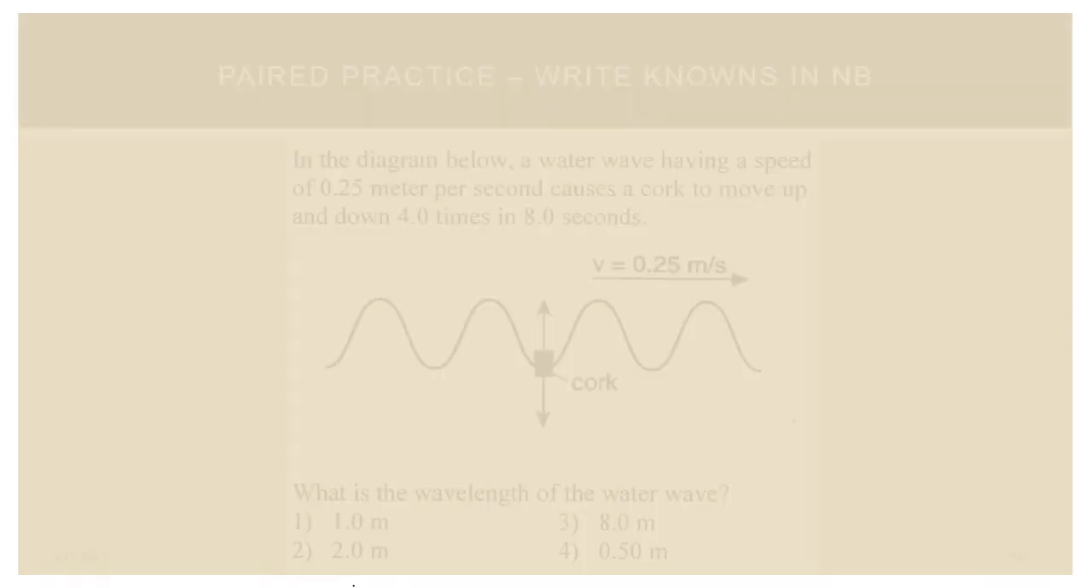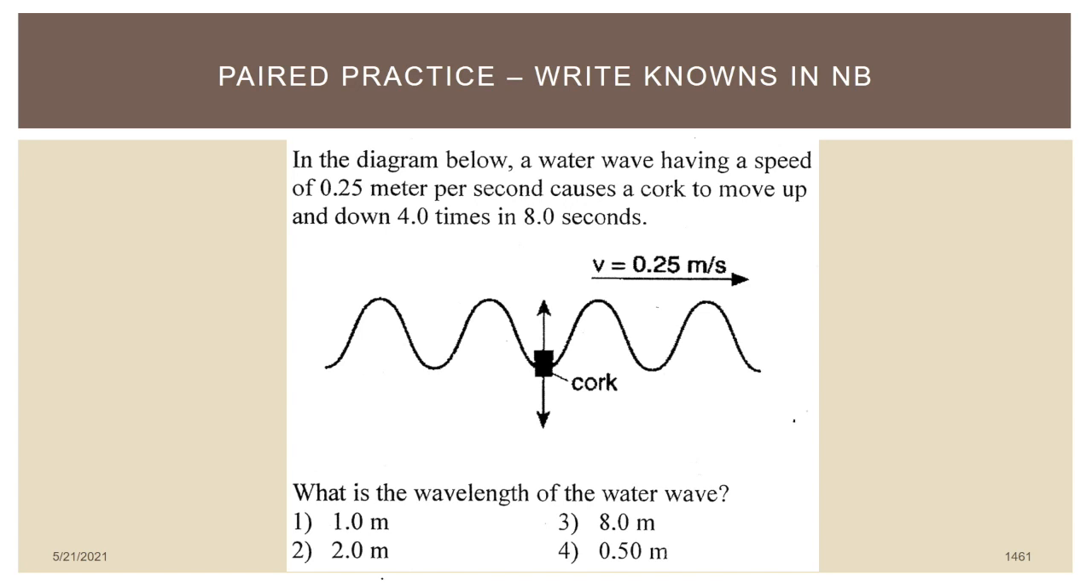All right, let's move on to another problem here. This problem, which I actually want you to pause and try on your own, says, in the diagram below, a water wave having a speed of 0.25 meters per second causes a cork to move up and down 4.0 times in 8.0 seconds. It then asks, what is the wavelength of the water wave? Notice this is a pretty similar question, but basically flipped around. That's really all I want to say about it before you go ahead and try this. So take a second to pause this video here. Try this one on your own. Try to come up with an answer. Try to show the work for it. And when you hit play, I'll show you exactly how that should look.